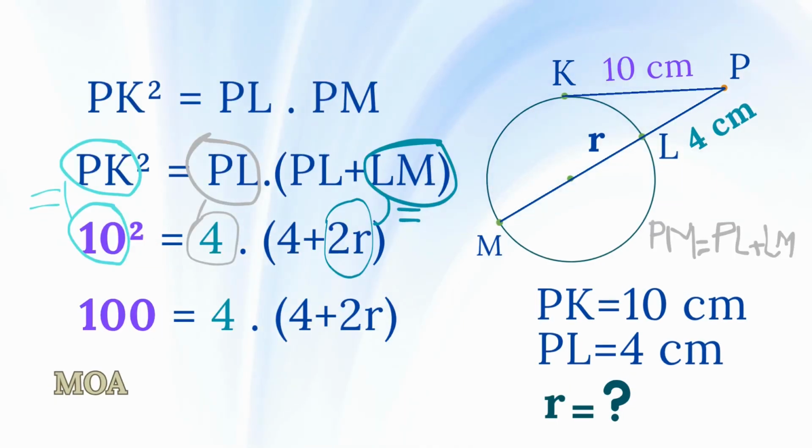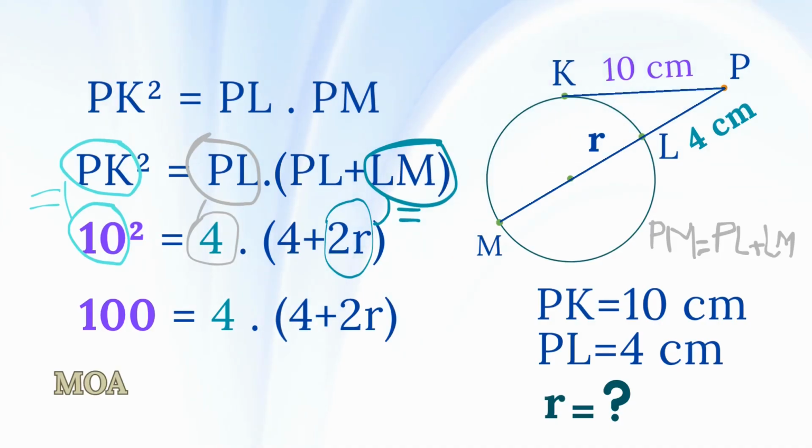In this problem, the tangent is PK. We are told that PK equals 10 centimeters. So, the square of PK is 100. That means PK squared equals 100.